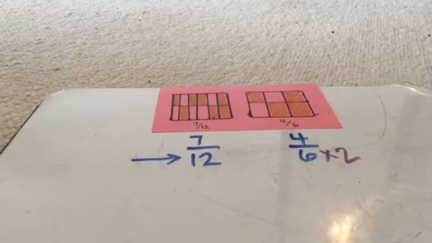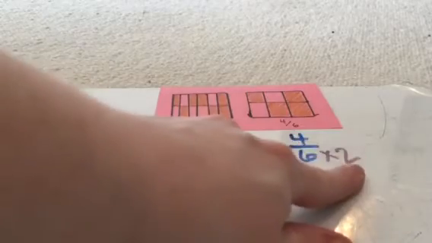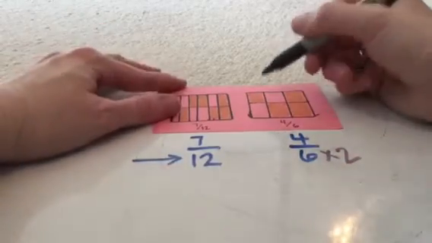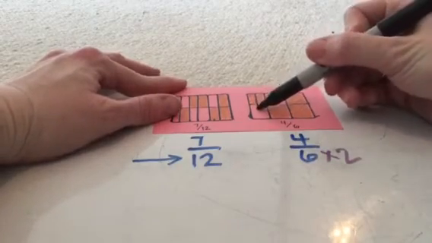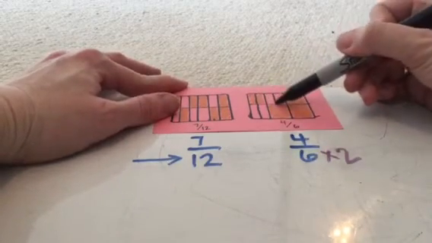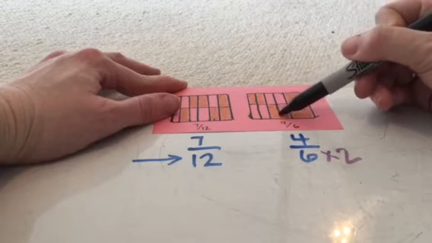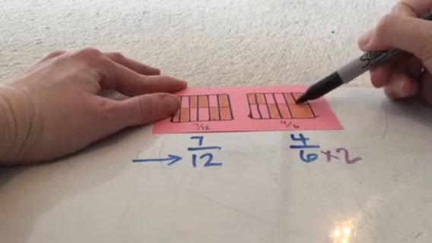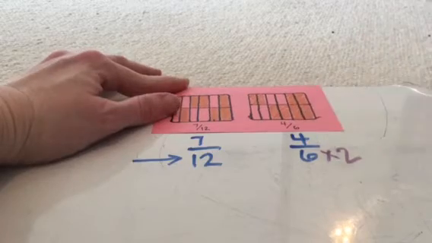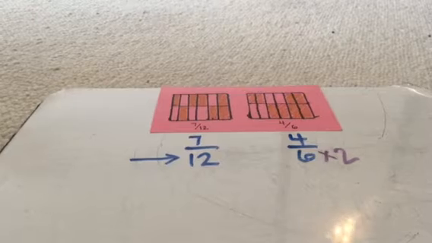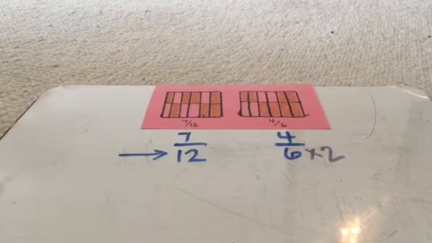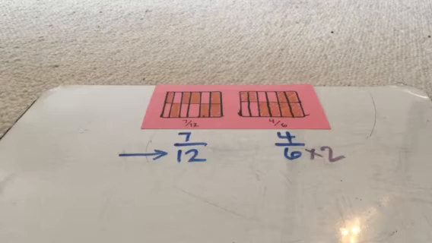is 12. Okay, so I'm going to take my model and I'm going to split each sixth into 2 equal pieces. So I'm going to split this sixth into 2 equal pieces, this sixth into 2 equal pieces, this sixth into 2 equal pieces, that sixth into 2 equal pieces, that sixth into 2 equal pieces, and my final sixth into 2 equal pieces. And you should be doing this in your journal as we go, remember. Okay, so whatever you're doing, I'm doing in the movie, you're doing on your paper.